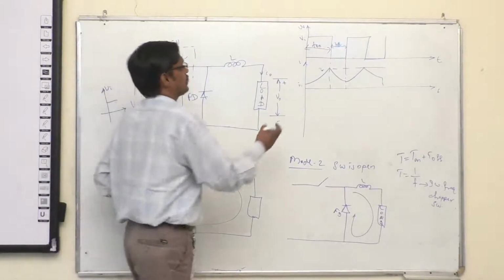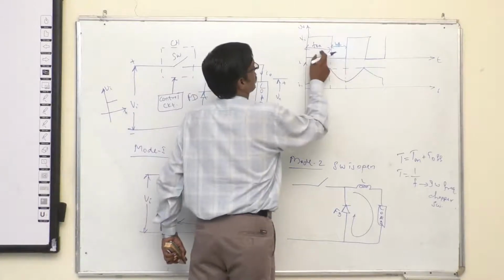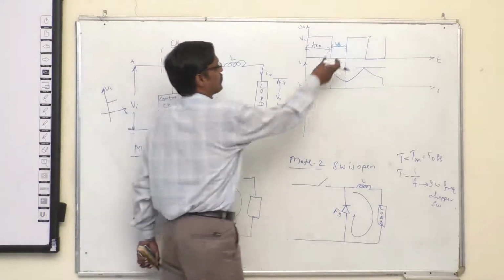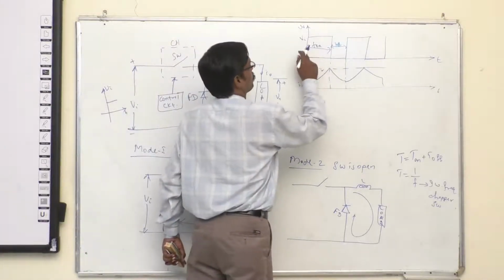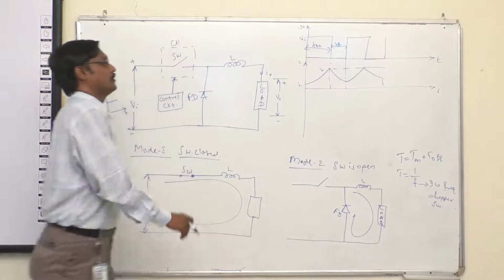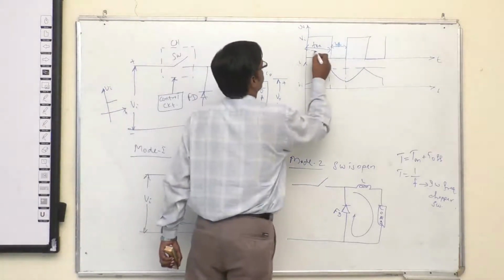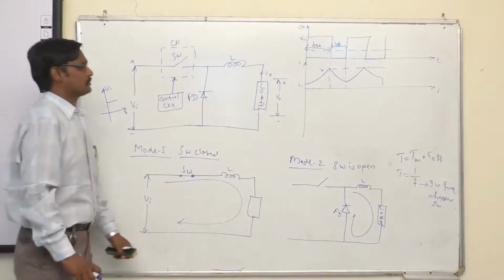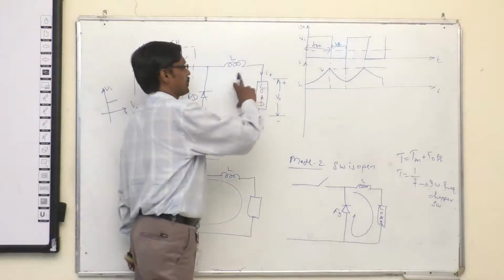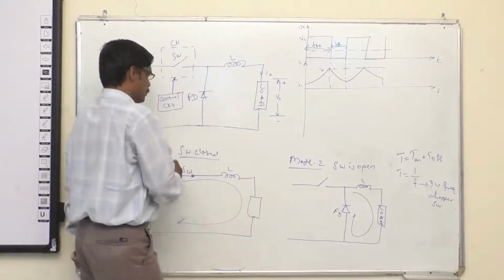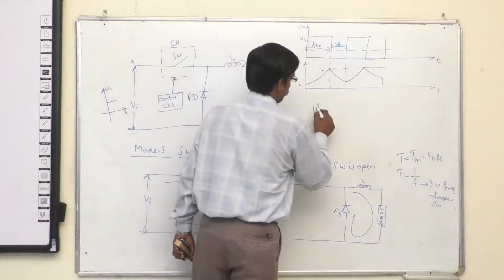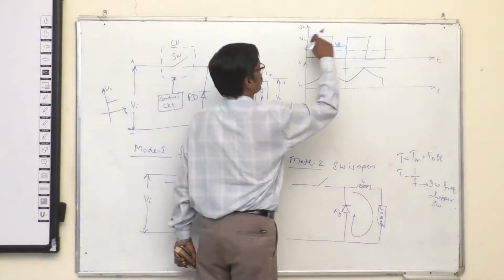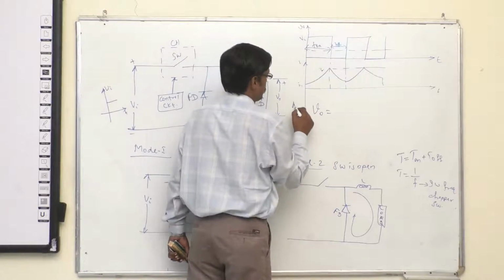Now you can see that if you change this T on value, the width of the on time will be increased and the off time will be decreased. So if you take the average of this, you will get some value here. That is your output voltage, the average output voltage across the load.